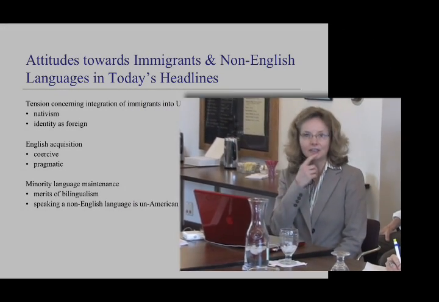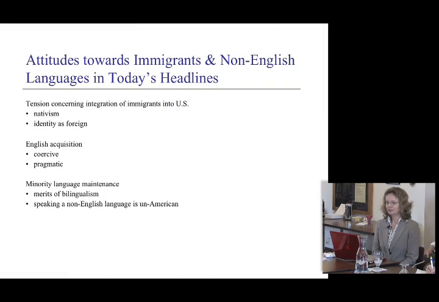Well, if you were watching the headlines that were swirling around as you came in, you could see that there were a whole bunch of themes in the headlines that are evocative of the types of attitudes that Americans hold these days towards immigrants and non-English languages, that include obvious tensions concerning the integration of immigrants. They reflect nativism, they reflect the perception that these immigrants are foreign because they speak non-English languages.